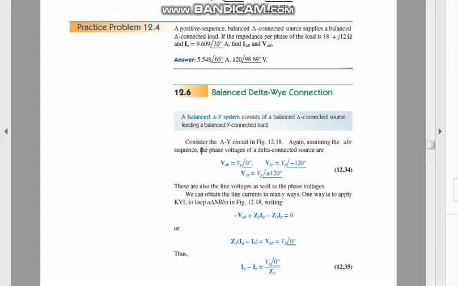Again, we can obtain the line currents in many ways. One way is to apply KVL to loop A and B in 12.18 to get this and to find out the line currents. Okay, how could we find these things?